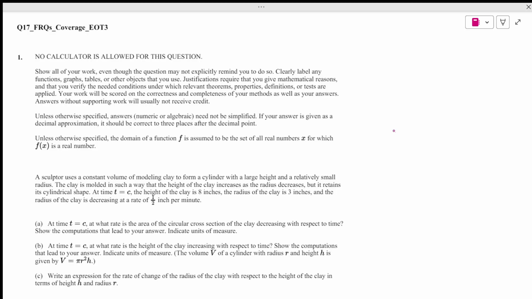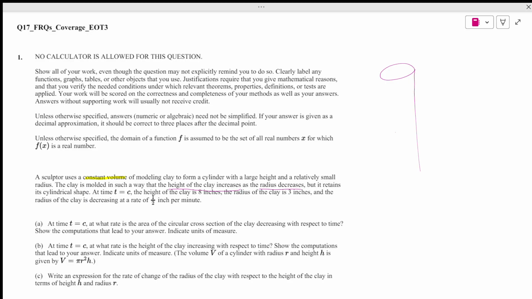A sculpture uses a constant volume. This is a key word in this question, constant volume. Right? Of modeling clay to form a cylinder with a large height and a relatively small radius. The clay is modeled in such a way that the height of the clay increases and the radius decreases, but it retains its cylindrical shape. At a specific time, at t equals c, the height is 8, the radius is 3, and the radius is decreasing at a rate of ½ inch per minute. So there are three parts to answer.